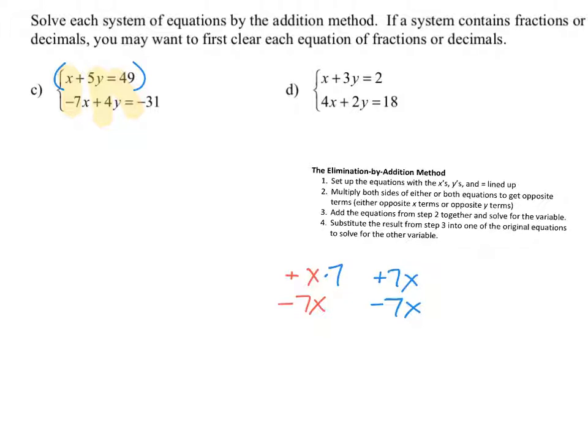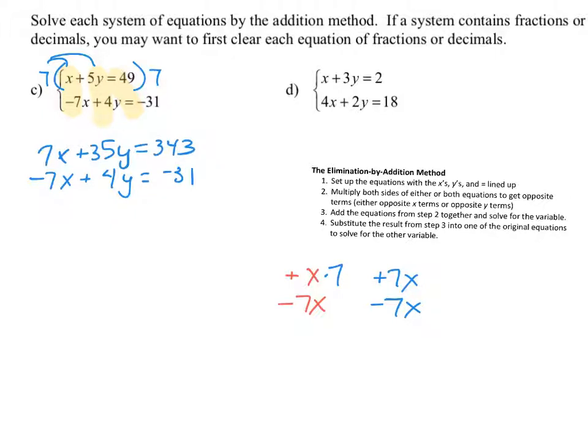That means we're going to multiply the left side of the equation and the right side of the equation by 7. And when we do that, we're actually going to distribute that 7: 7x plus 35y is equal to 49 times 7, which is equal to 343. And then the second equation already has a negative 7x, so I'm just going to rewrite the second equation so that everything is lined up. Notice the x's, y's, and the equal signs are lined up.